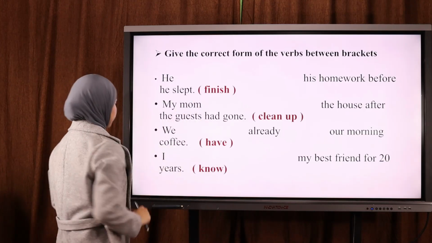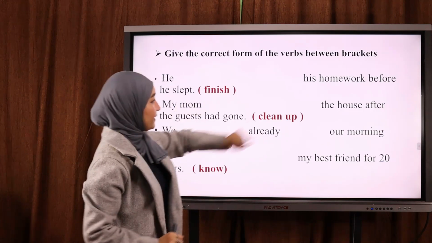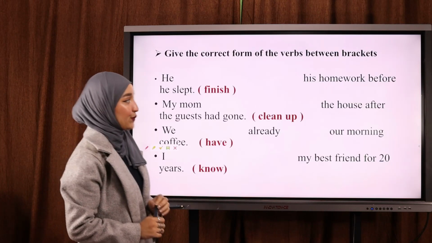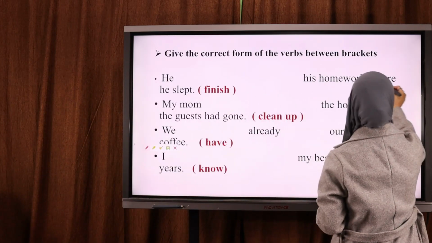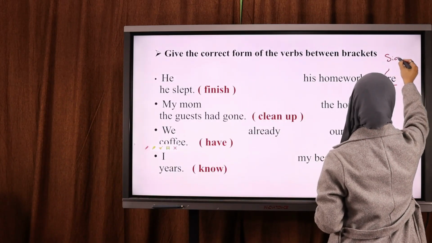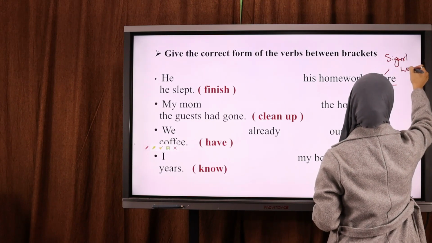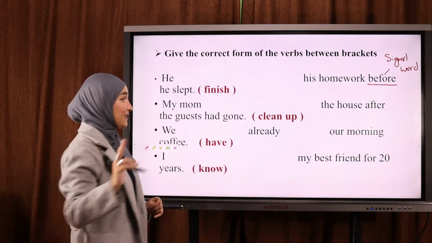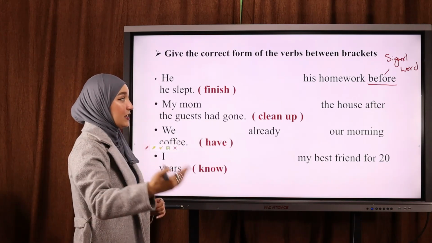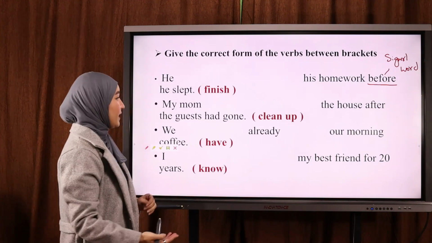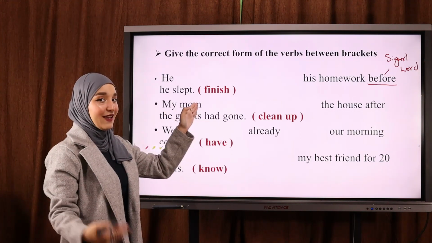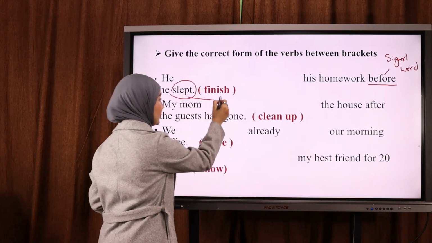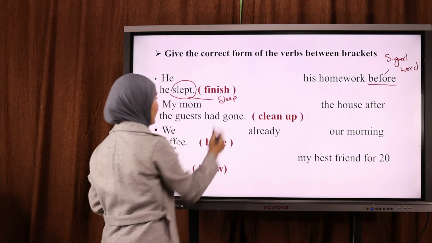Okay, so let's start. He blank his homework before he slept. I'm going to underline before. Before is a signal word. قبل. Signal word. Okay, كلمة مساعدة. So, I have two actions here. لدي حادثتين. Okay, هو أنجز فروضه المدرسية and قبل أن ينام. So before he slept. I have the verb here, which is sleep. أصل الفعل هو sleep. نام.